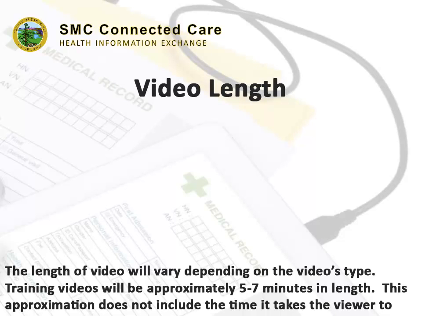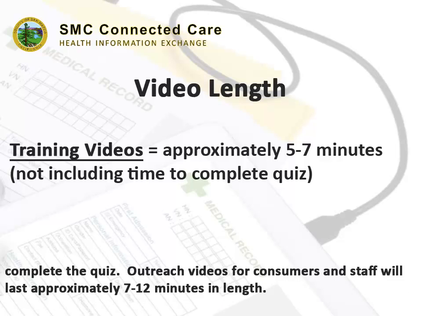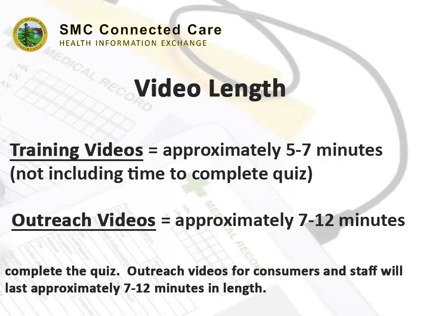The length of the video will vary depending on the video's type. Training videos will be approximately 5 to 7 minutes in length. This approximation does not include the time it takes the viewer to complete the quiz. Outreach videos for consumers and staff will last approximately 7 to 12 minutes in length.